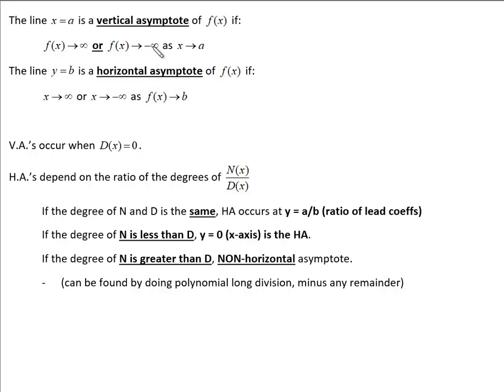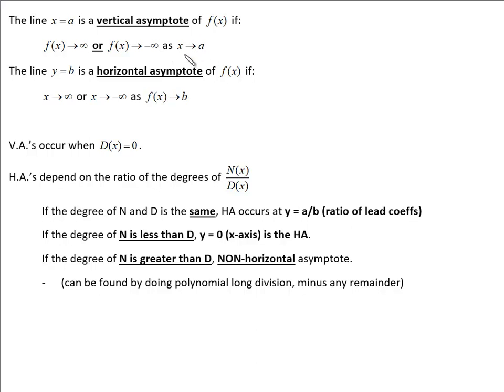Now we've got some notes that are going to talk about when these occur and how to come up with their values. Okay, so the line x equals a, a vertical line, is a vertical asymptote if our function is going towards positive infinity, shooting up super fast, or going towards negative infinity at that value. That will make more sense when we graph those, but my graph will either be shooting up towards positive infinity or shooting down towards negative infinity as we get closer and closer to that value of a.